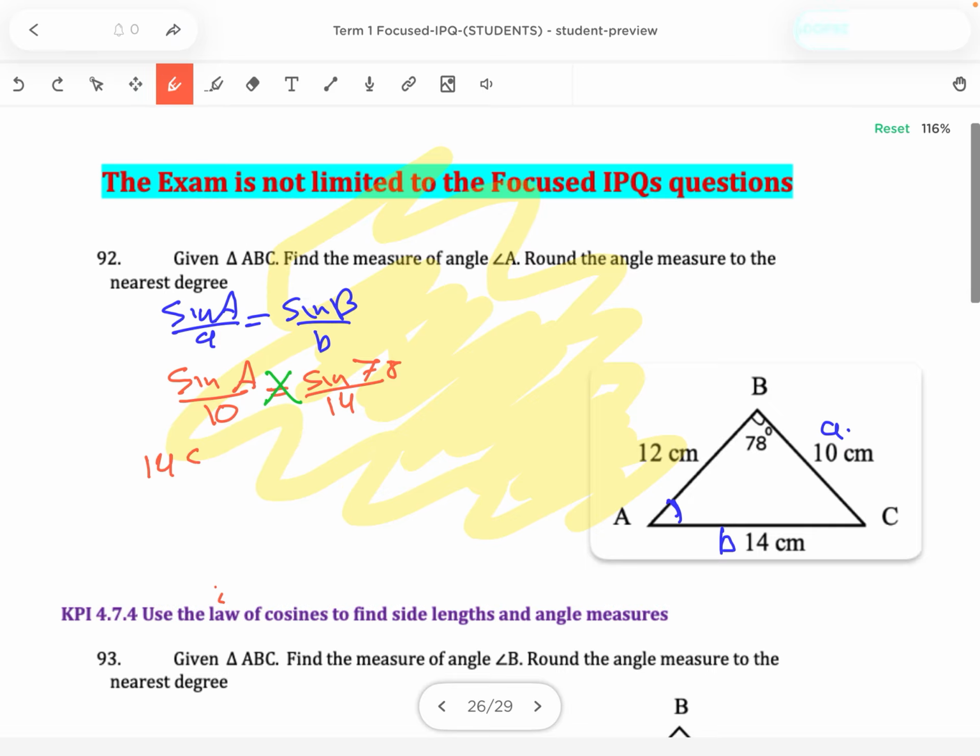So 14 sine A equals 10 sine 78, over 14 over 14. So sine A equals, you can use a calculator to get the answer, but I recommend to be careful when you write, because there is a very huge rounding.